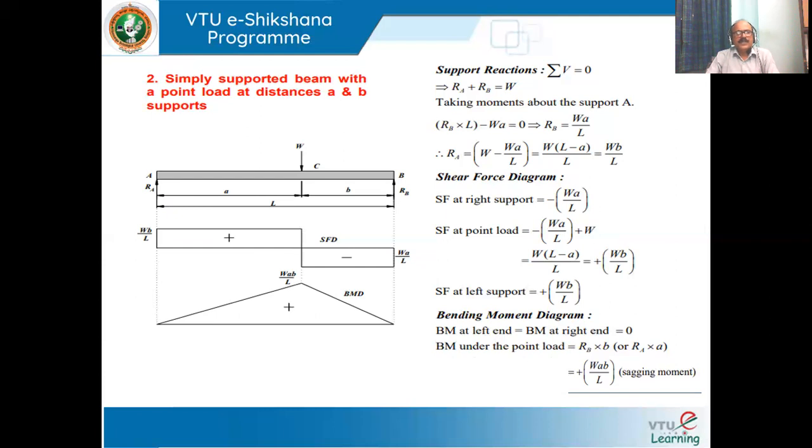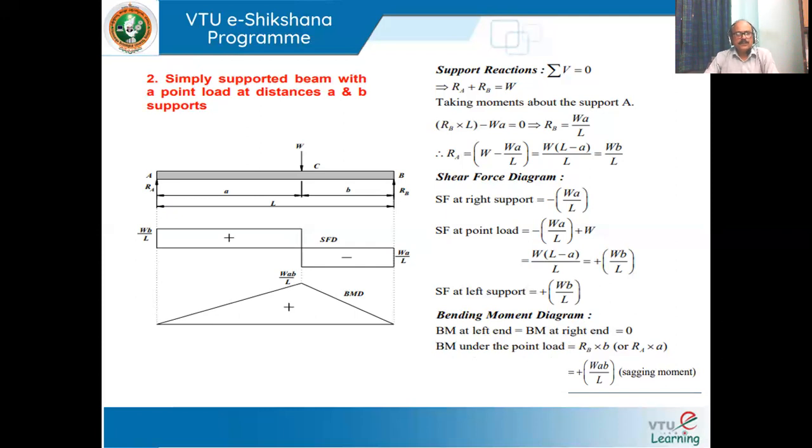At point C, either we can take RA into A or RB into B. Both are correct only. So since I have considered a section very close to support B, RA, left clockwise positive, RA into A. RA is nothing but WB by L. So into A, that is WAB by L. So at point C, in the bending moment diagram, let me take some proportionate length and mark that as WAB by L. At points A and B, moments are zeros. So then by joining these points, I'll get the bending moment diagram as shown in the figure.